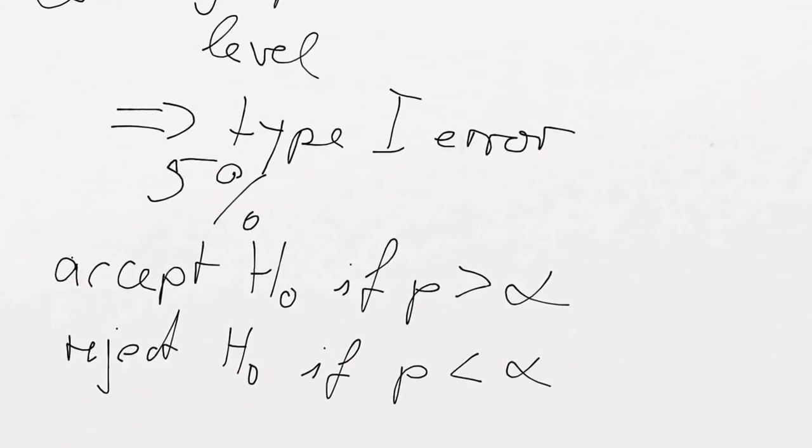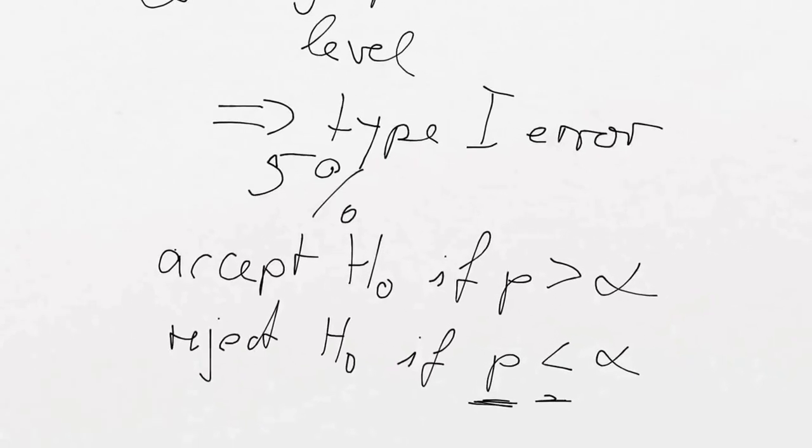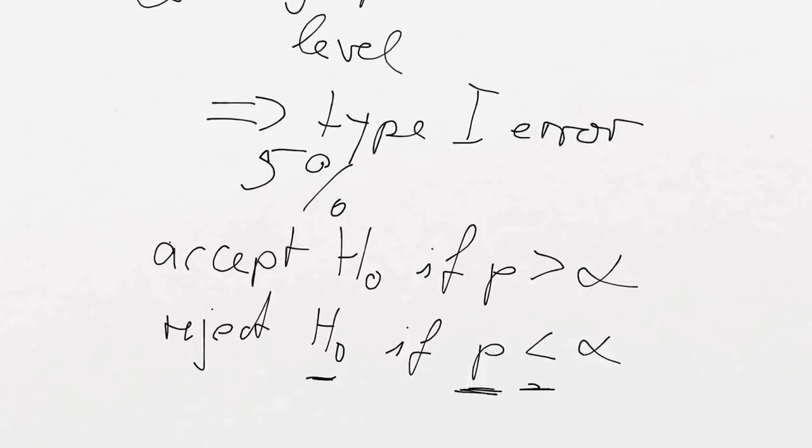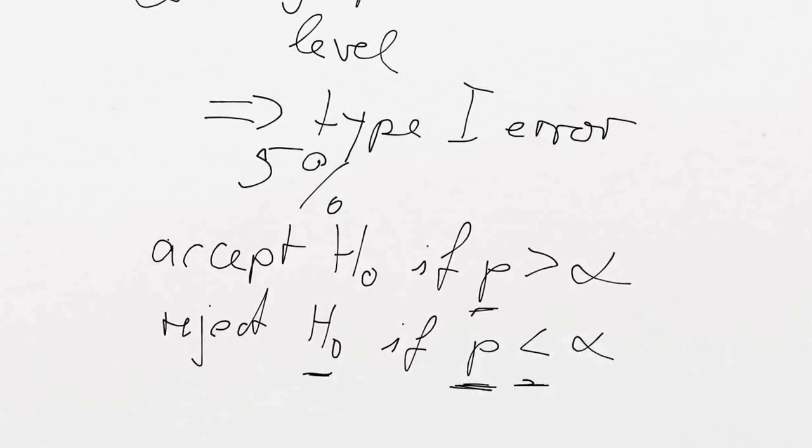And the mnemonic that I told you is: if p is low, h naught must go. If p is high, h naught can stay. And you have to say that in an Australian accent, not a German accent. Sounds stupid, right? That holds basically true for all hypothesis testing that you will do.